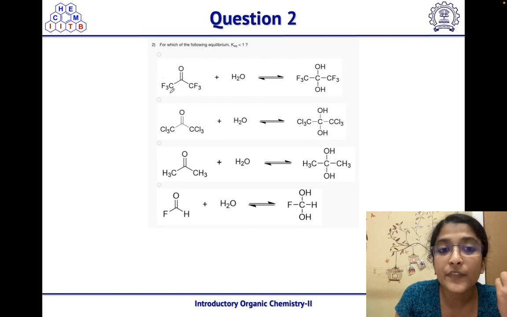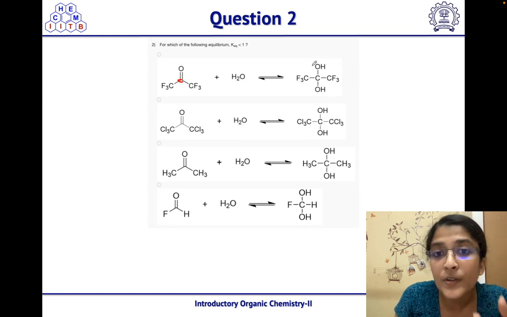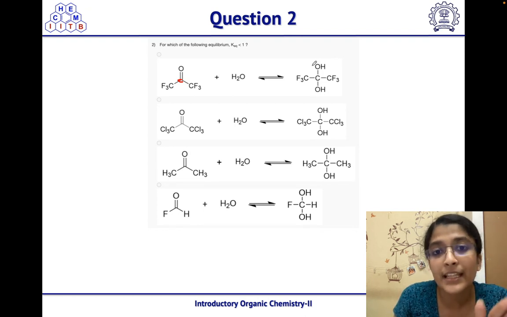Okay. Now coming back to our question, here we can see these are trifluoro substituted methyl groups, and we know that CF3 is electron withdrawing in nature. Two CF3 groups are there, so it will be highly electron withdrawing. So this will be a more electrophilic center, and it can easily react with water and form this hydrate. So here the product concentration will be more, so K equilibrium will be greater than 1. Is this clear?